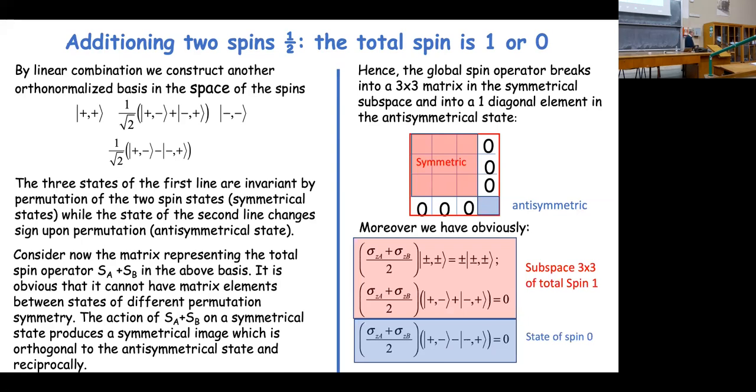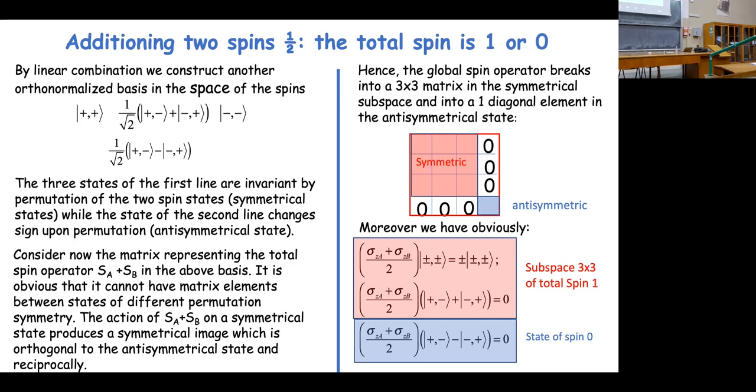And furthermore, it's obvious now that if you compute sigma_z A plus sigma_z B acting on the two symmetrical states plus plus or minus minus, you find plus or minus the same. So these states correspond to an angular momentum equal to 1, plus 1 or minus 1. And if you apply the same sigma_z to this symmetrical state, this one, you find 0. So you find that these three states correspond to an angular momentum equal to 1: plus 1, 0, and minus 1.